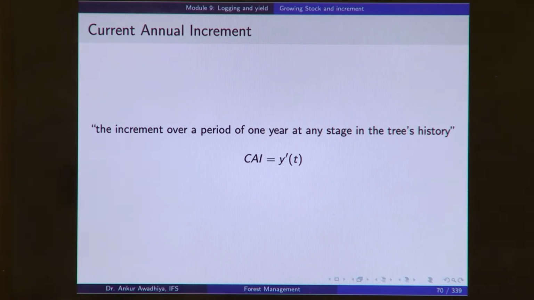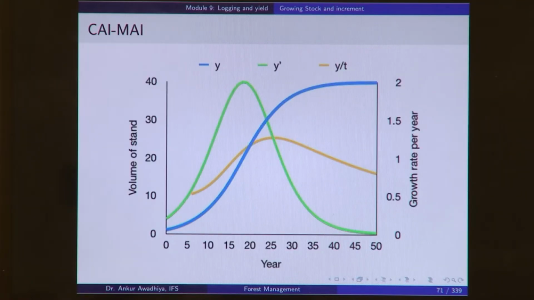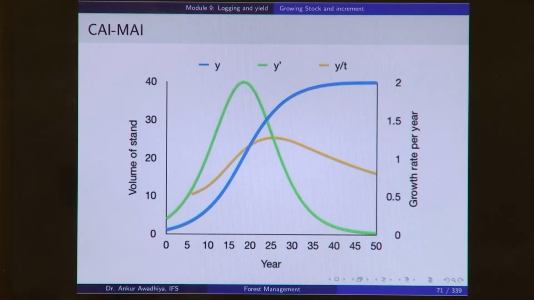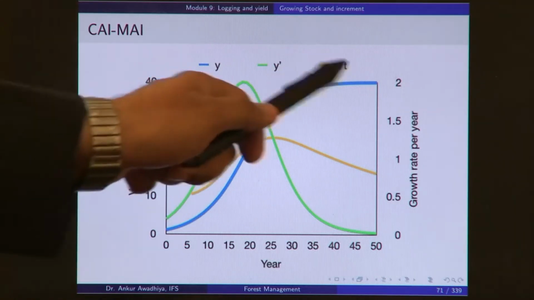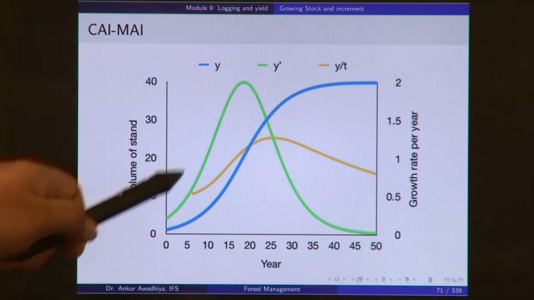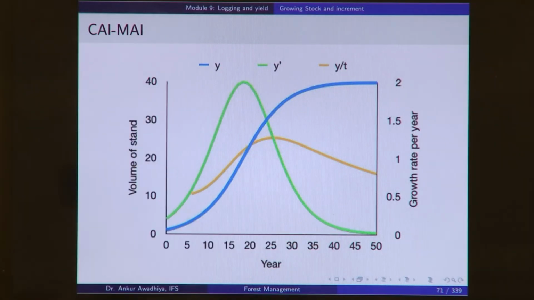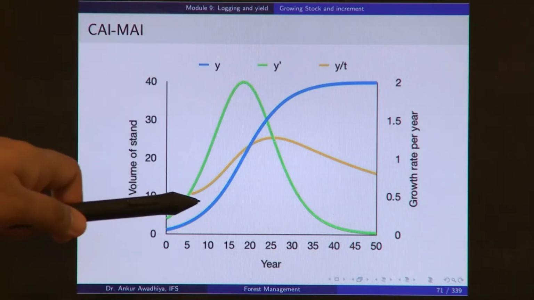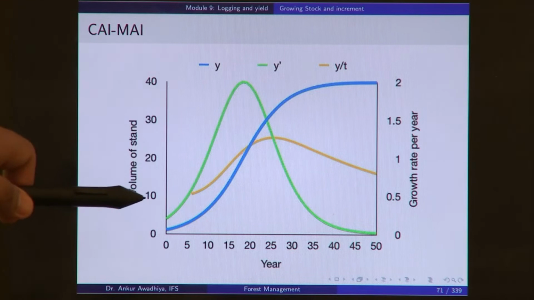So if we look at the logistic growth equation, the CAI will be given as the differential of this curve or y prime t. So here you have the logistic growth equation, this one is y prime. Now y prime is essentially the slope of this curve. So in this portion it will be very less, in this portion it will be very less, in this portion it will be maximum, which is what we are seeing here.